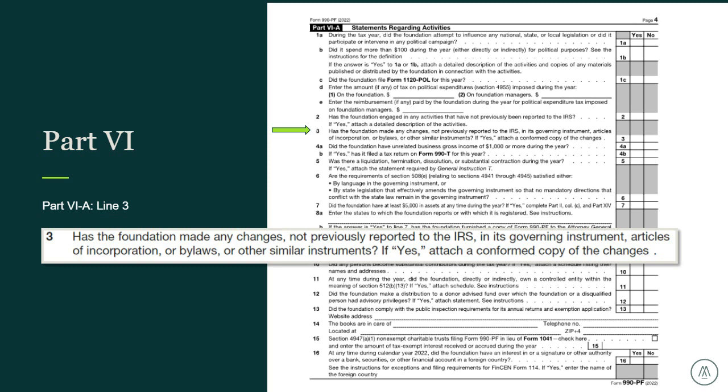And everyone is like, what's a conformed copy? It's really just a copy. Let's say you amended your bylaws, you attach a complete copy of those bylaws in the same format as they were in the past. And it does need to be a signed copy, or if a signed copy is not available, a signed declaration instead, indicating that it's been adopted and approved.